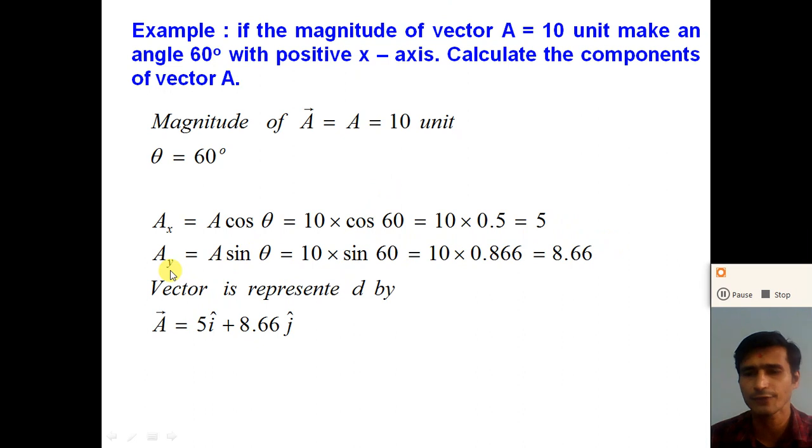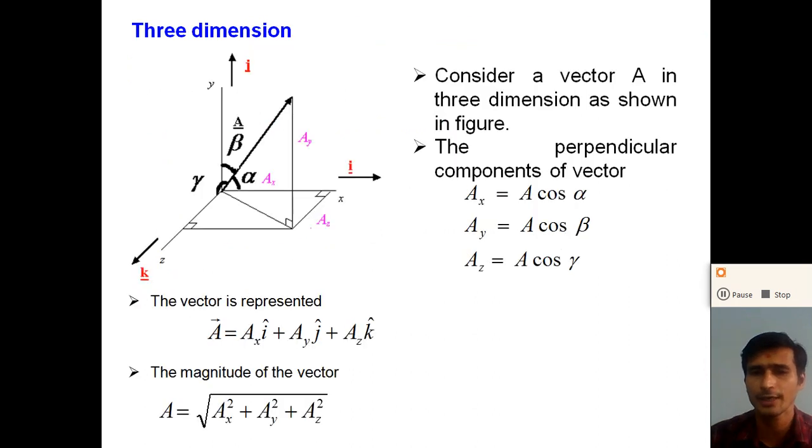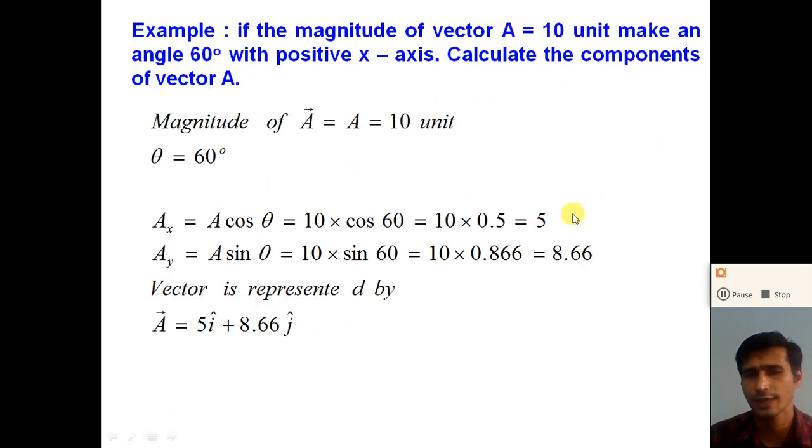How can we find the y component of the vector? ay is equal to a sin theta. So here a is 10 into sin 60. What is the value of sin 60? Yes, it is root 3 by 2. But find the value of sin 60 from the trigonometry values. It is 0.866, right? So we get 8.66.